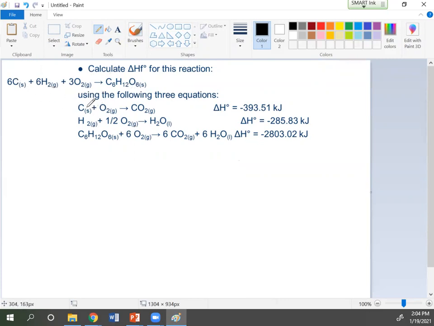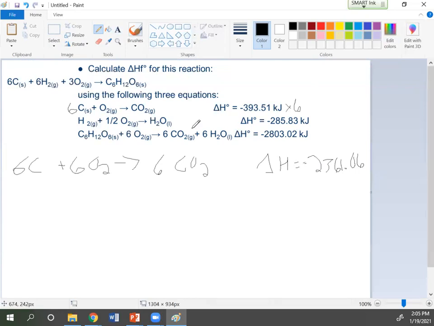I have 6 here, so I multiply this by 6. Multiply delta H by 6. Okay, so I'll have 6C plus 6O2 yields 6CO2, and the new delta H value is negative 2,361.06. That's that number times 6.